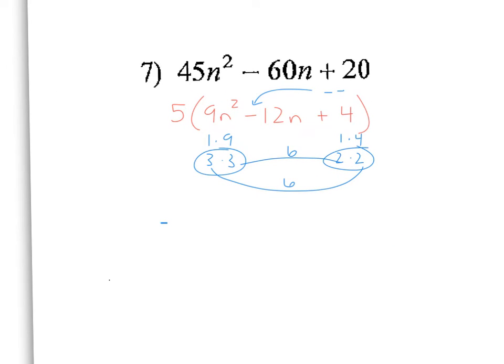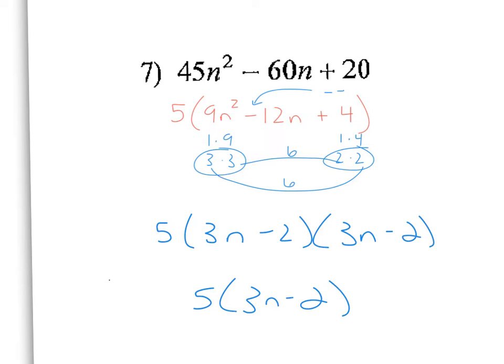Okay? So I've got a 5 for the GCF on the outside. I've got a 3n minus 2, and a 3n minus 2. Now, you might see him write it as 3n minus 2 squared. That's the same thing, okay? And then you would need to run through your check to make sure that your answer is correct.